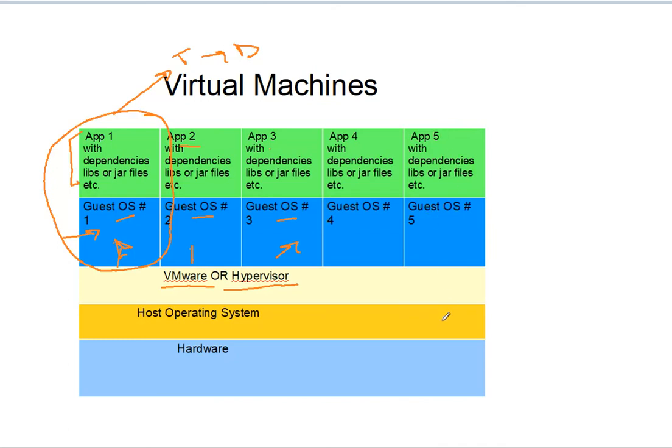But there is a disadvantage with this, because our main topic is Docker. It's not virtual machines. I'm explaining virtual machines because I want to take you to the Docker step. Why do we need Docker now?